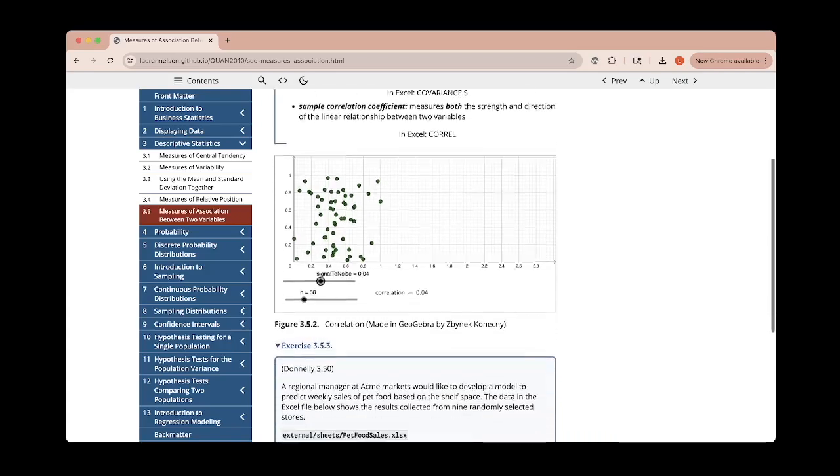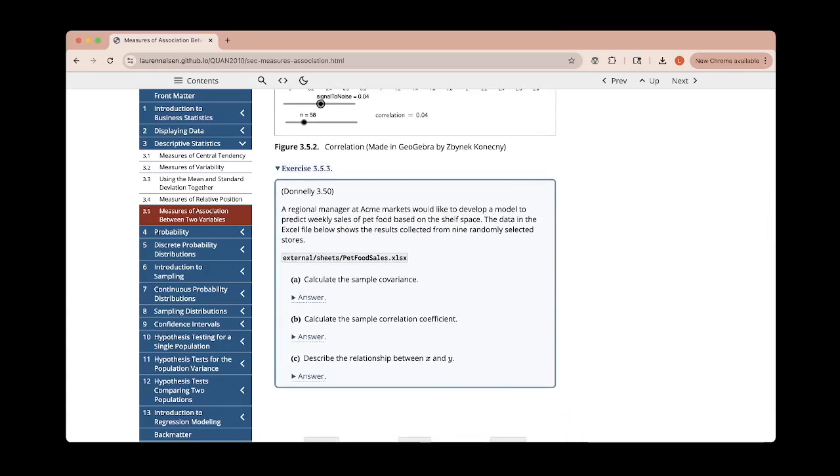So let's take a look at this next exercise. This says a regional manager at Acme Markets would like to develop a model to predict weekly sales of pet food based on the shelf space. And the data in the Excel file shows the results collected from 9 randomly selected stores. So we want to find the sample covariance, the sample correlation coefficient, and then use those to say something about the relationship between x and y.